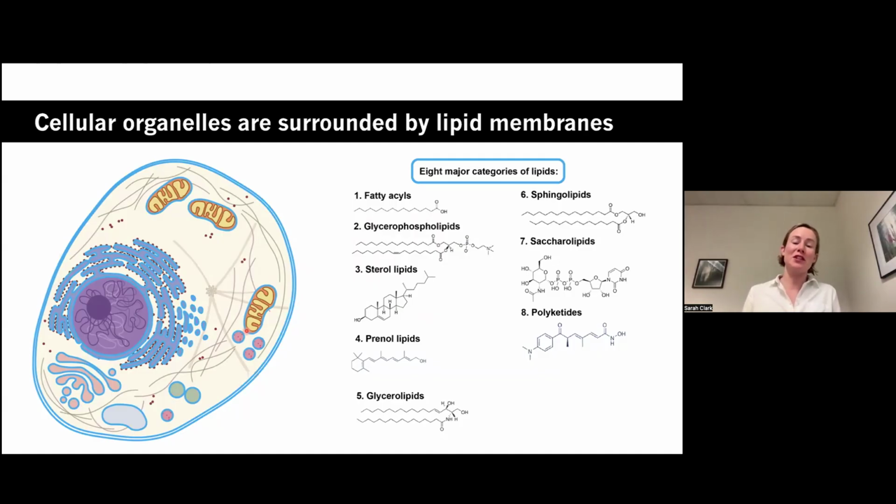Also, kind of interestingly, those different lipid species vary from organism to organism. So they're different in humans and C. elegans and Drosophila, etc.